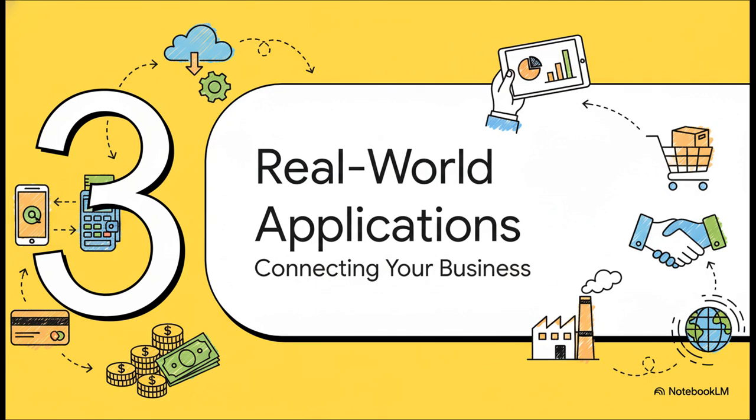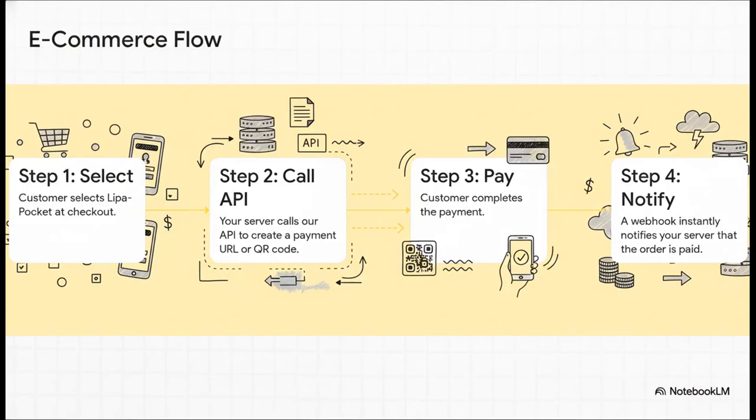Okay, we've seen the APIs, we've seen the developer tools. But how does this all come together in the real world? Let's walk through a couple of super common business scenarios. Okay, so picture a classic online store. Your customer's at checkout and they select Lipa-Pocket. Behind the scenes, your server makes a quick API call to create a payment link for them. The customer pays, and then, bam, that webhook we just talked about instantly notifies your server that the order is paid and ready to ship. The key is that it's all automated. Nobody has to lift a finger to check if the money came through.